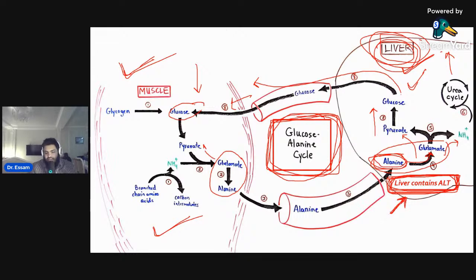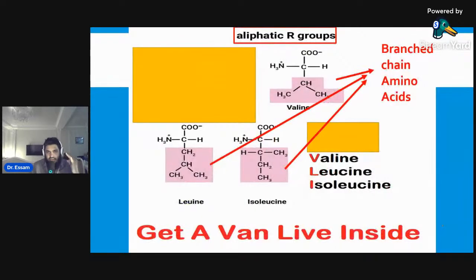Okay, and this cycle is also known as the Cahill cycle. So it is known as the glucose alanine cycle, and it is also known as the Cahill cycle. Okay, so now we are done with the metabolism of glucose and alanine.